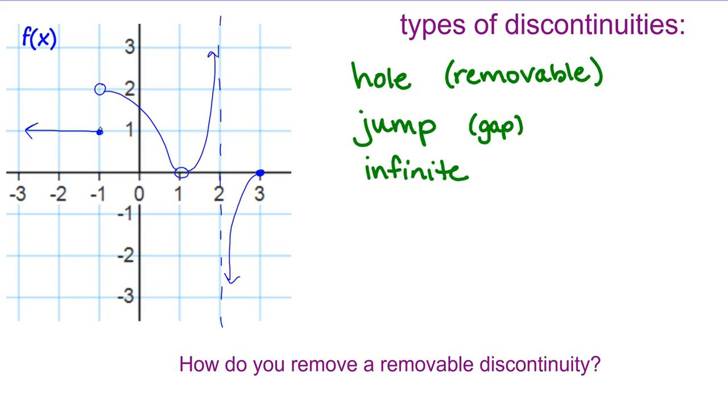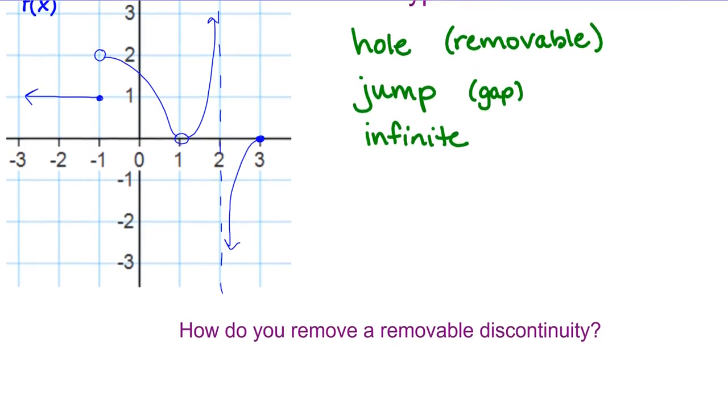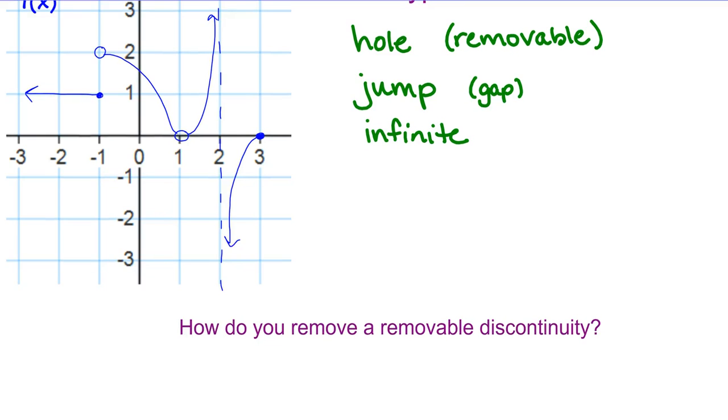So how do you remove a removable discontinuity? Just in case you have a problem that says, what number could you use or what point could you assign to remove the removable discontinuity? Basically all you do is fill the hole. So what point would fill the hole? In this example, it would be the point (1, 0).